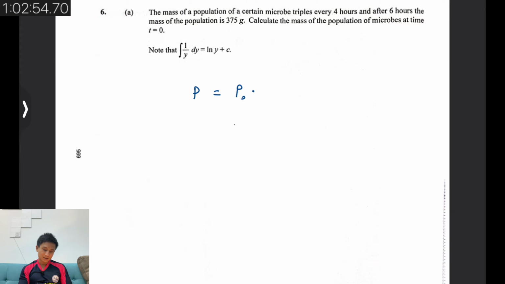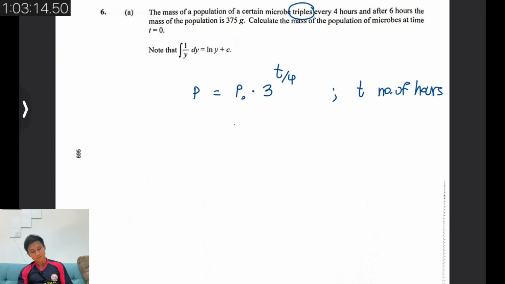And then because this is triple every 4 hours, the factor is 3 here. Every 4 hours, right? So that's going to be t over 4, where t is number of hours. So if t equals 4, then the factor will be 3. And after 6 hours, the mass population is that. So we're going to put 375 equals P naught times 3 to the 6 over 4, like that. And I guess that's it.